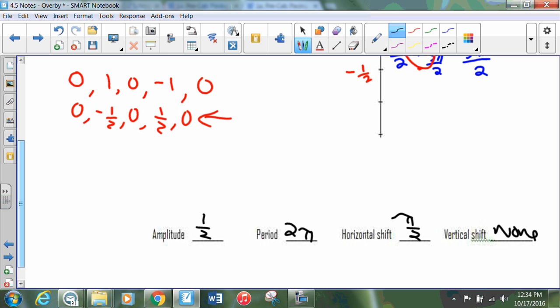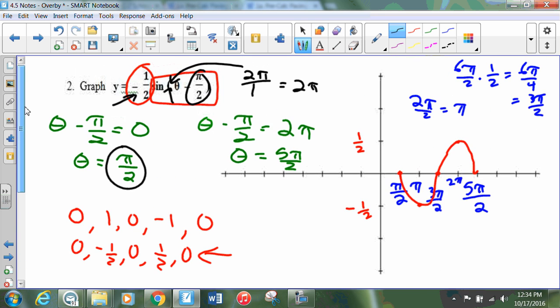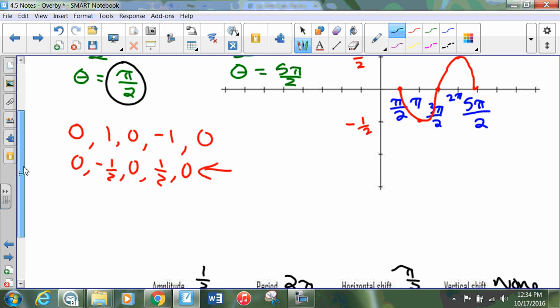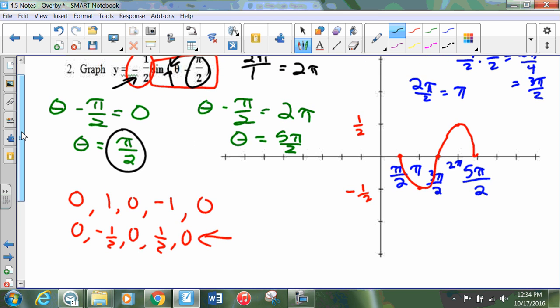All right. You guys have questions on this? I thought the period is 5 pi over 2. The period is, it ends at 5 pi over 2, but it starts at pi over 2. Okay? So 5 pi over 2 minus pi over 2 is 4 pi over 2, which is 2 pi.